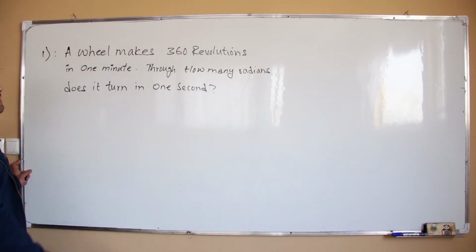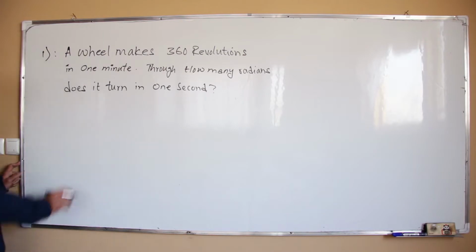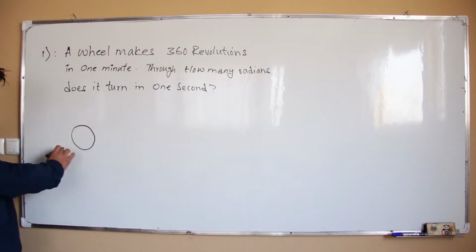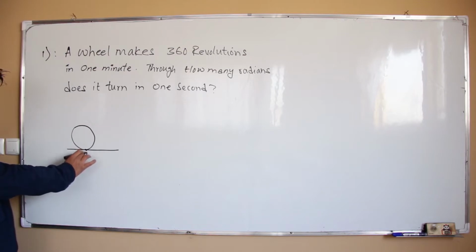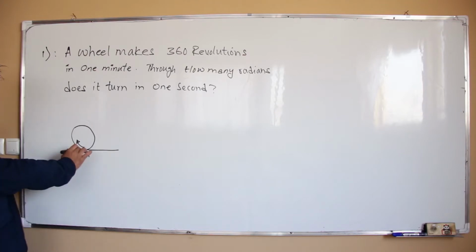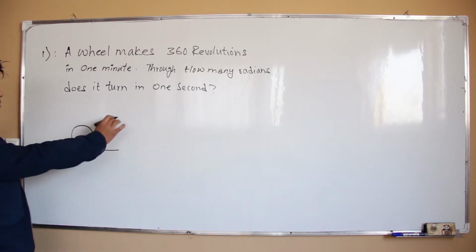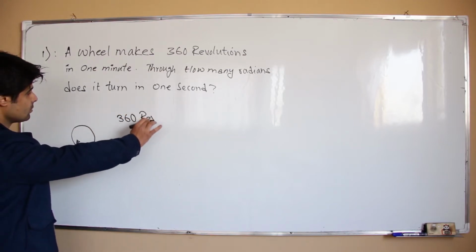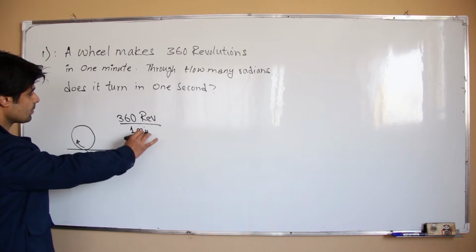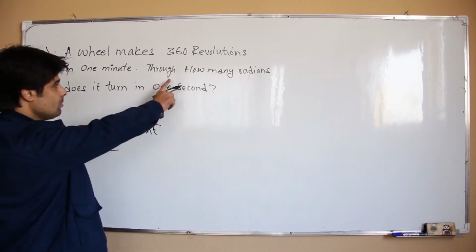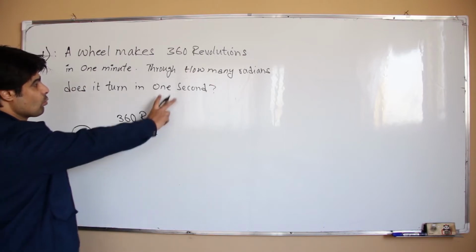A wheel makes 360 revolutions in 1 minute. Through how many radians does it turn in 1 second? What does it mean? For example, this is our wheel, and this wheel starts from a point. Suppose it turns clockwise. Now, this revolves how many? 360 revolutions in 1 minute. The question is, through how many radians does it turn in 1 second?